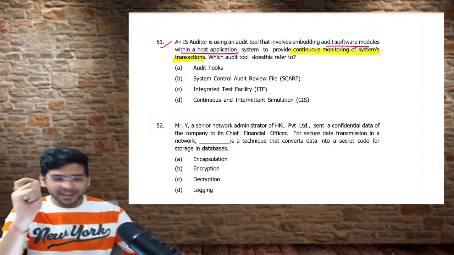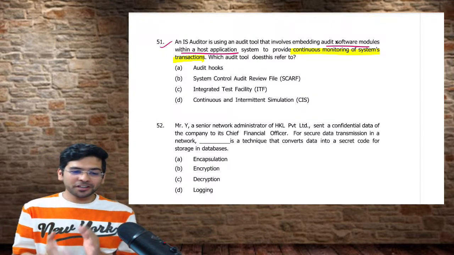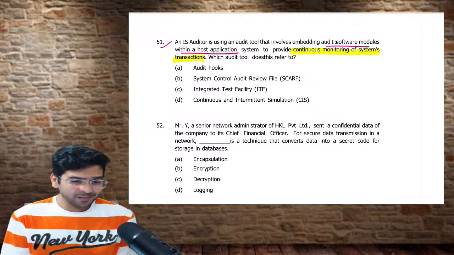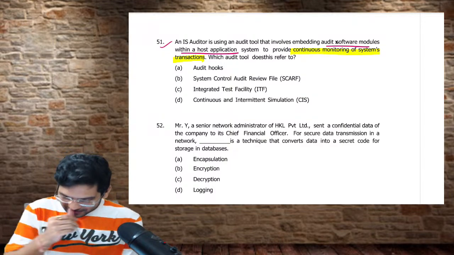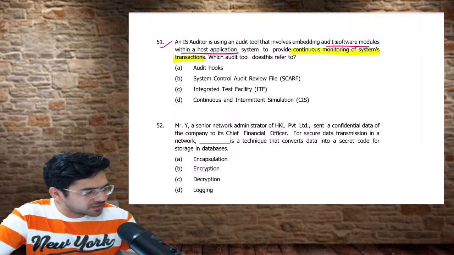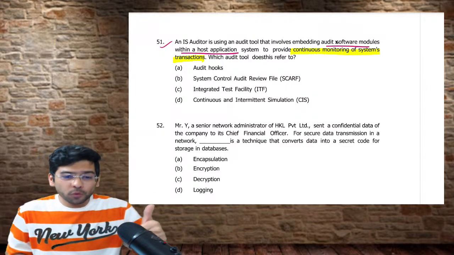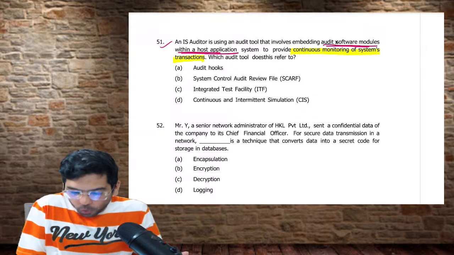Good question. And I have realized on the basis of my experience also, IS audit is a topic which many students try to skip and never cover. It's a good one. Let's understand. I got one answer as C. C is ITF. No, ITF is not the correct answer. First you have to understand, guys, it is embedding audit software modules within the host application.